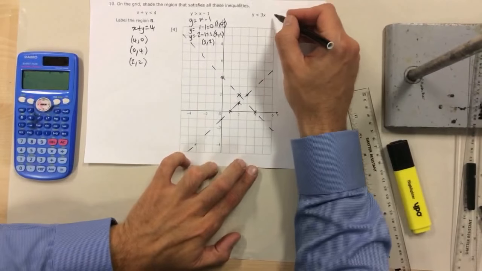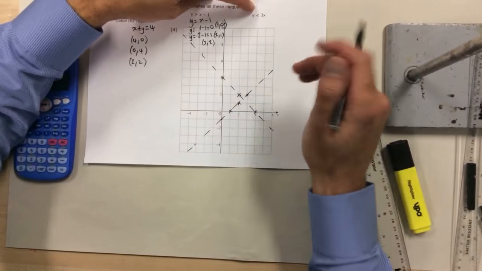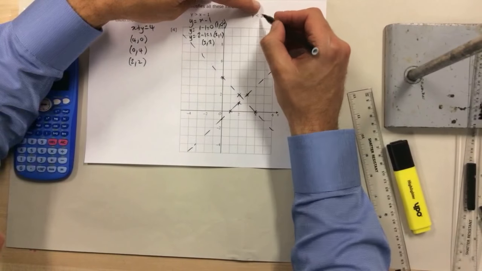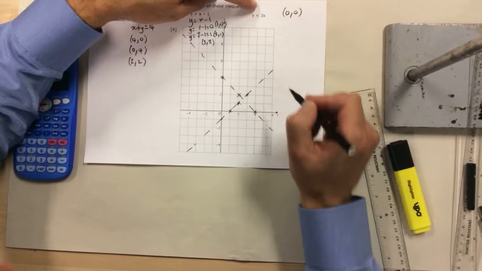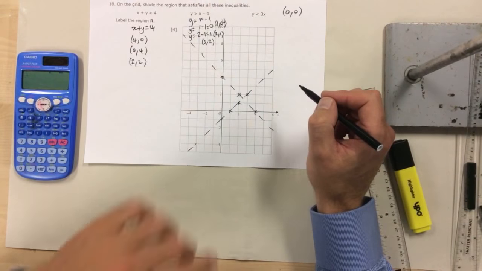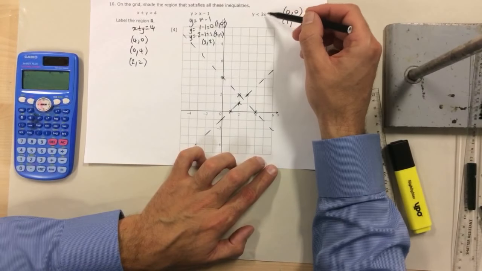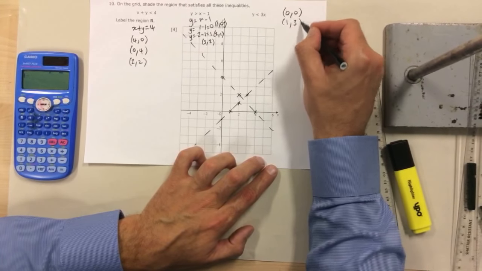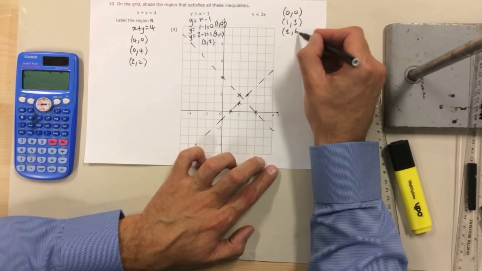Okay, moving on to my third equation then. y equals 3x. So for this one, if x is 0, then we'll have y as 0. y would equal 3 times 0, which gives me 0. If x is 1, y would equal 3 times 1. And if x is 2, y would equal 3 times 2.